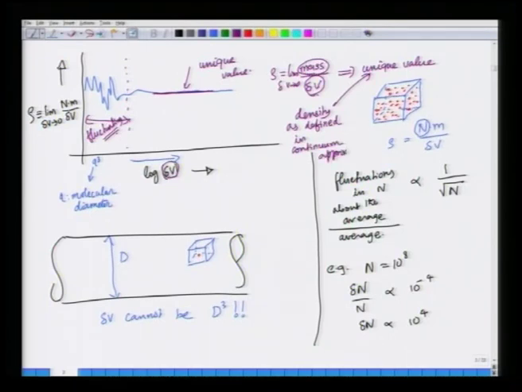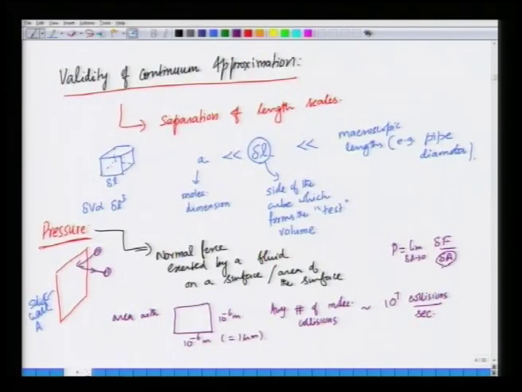Okay. And the same goes for the pressure. The pressure will approach a unique value irrespective of the area, if the area is large compared to the molecular dimensions. Okay. So, this is the sum and substance of the continuum hypothesis or approximation.